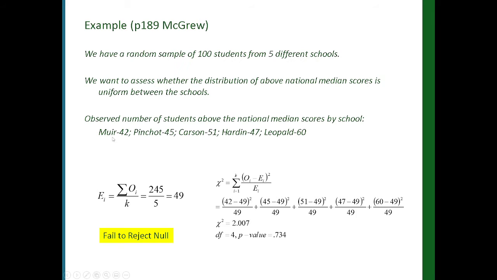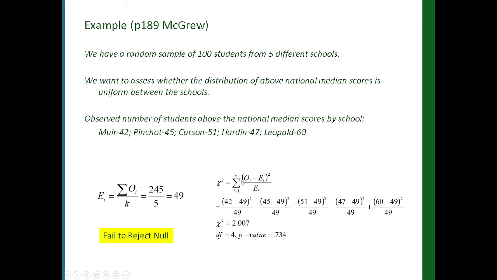For Muir, this school has 42. For Pinchot, 45. Carson, 51. Hardin, 47. Leopold, 60. So we want to get this chi-squared value, and first we need to work out this E_i value, the expected count. To get the E_i, we take the sum of the observed values, which is 42 plus 45 plus 51 plus 47 plus 60, which gives us 245. Then we divide by the number of groups, and we've got 5 schools here, so we divide by 5, and that gives us our value of 49.